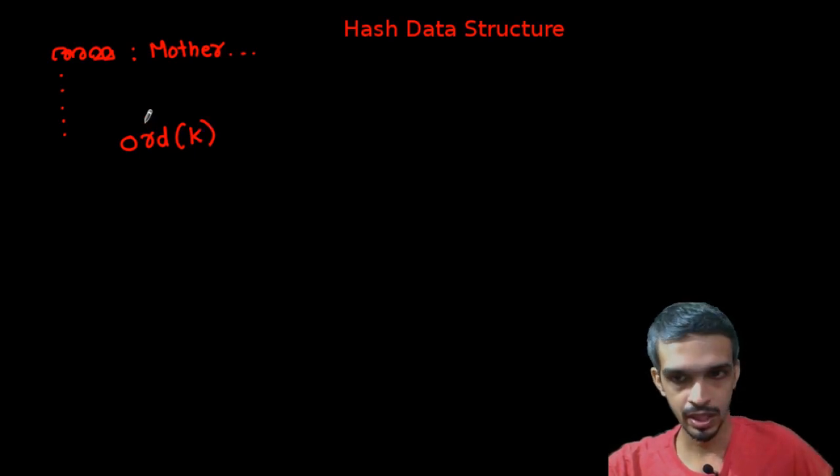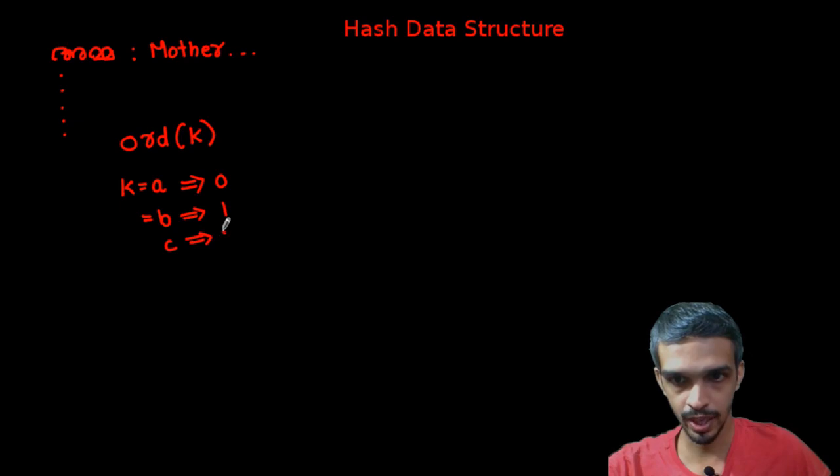So in the case of k equal to a, the order is, if it is starting from 0, 0. If k equal to b, then 1. If it is c, then 2, likewise. Then after that you can use the same function as h of k discussed earlier, h of k equal to k modulo m.